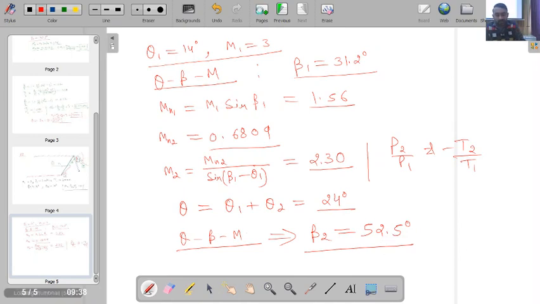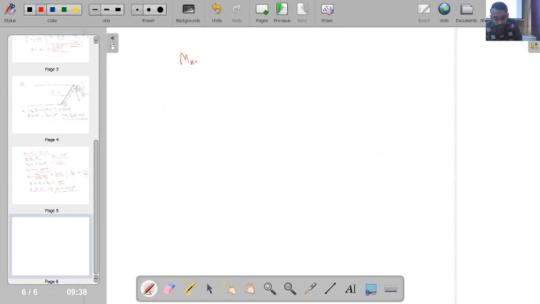Now I have to calculate Mn2, which is normal to the reflected shock wave. So that will be nothing but equal to M2 times sine of beta 2. Okay, so from here if you calculate this value, it comes out to be 1.82. If you have this value, then can you calculate Mn3?